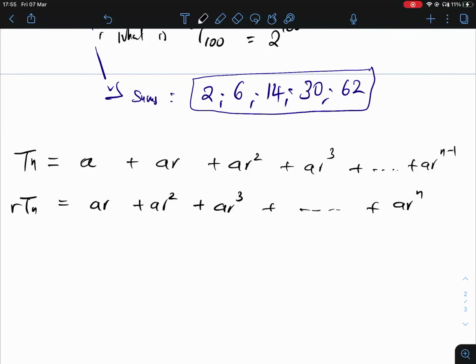Mm. Hmm? Why is that so? By asking why are we multiplying by R? Or, you're asking why is it ARn? No, I'm asking why are we multiplying by R and why is the first term eliminated? Okay, why is the first term eliminated? Okay, I'm not too sure about that question.